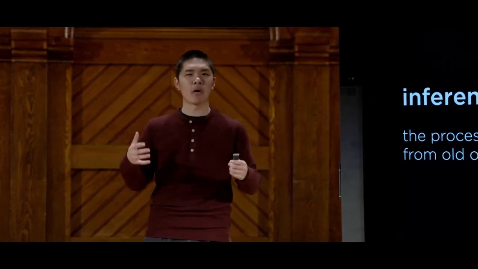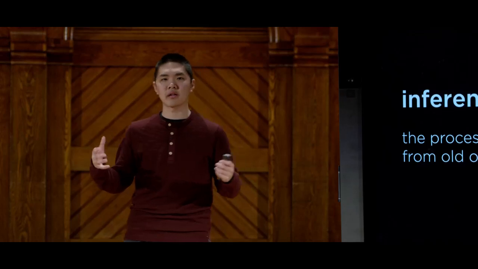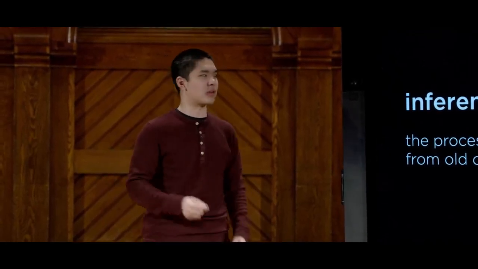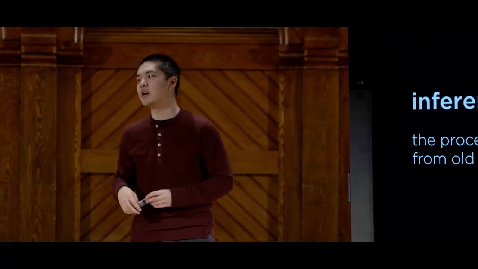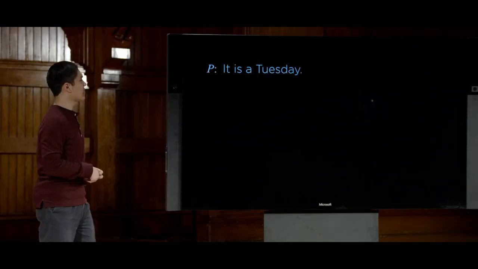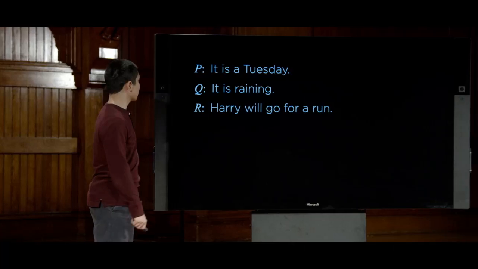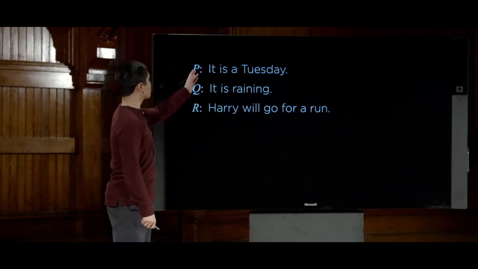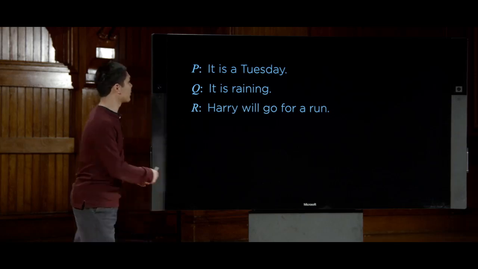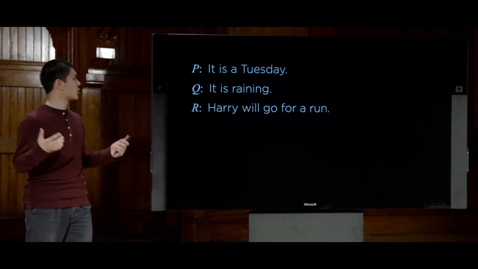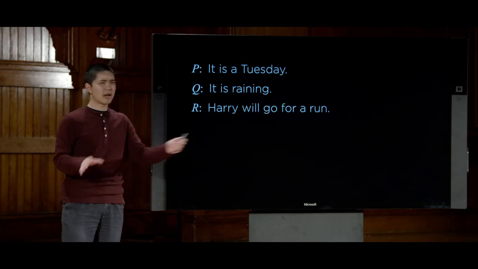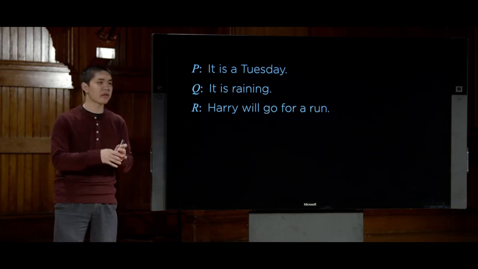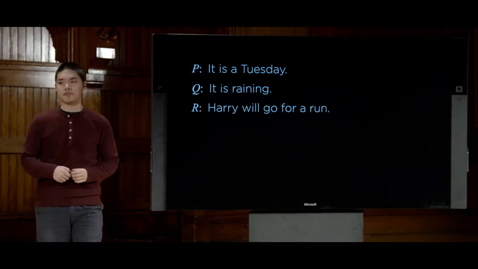So let's take a look at an inference example to see how we might actually go about inferring things in a human sense before we take a more algorithmic approach to see how we could encode this idea of inference in AI. And we'll see there are a number of ways that we can achieve this. So again, we'll deal with a couple of propositional symbols: P, Q, and R. P is it is a Tuesday. Q is it is raining. And R is Harry will go for a run. These are three propositional symbols that we are just defining to mean this. We're not saying anything yet about whether they're true or false. We're just defining what they are.